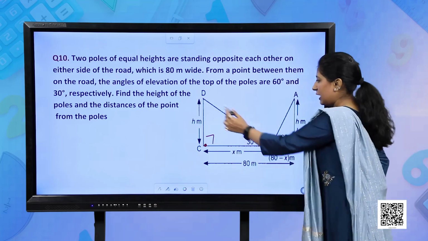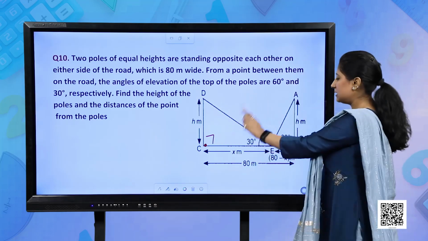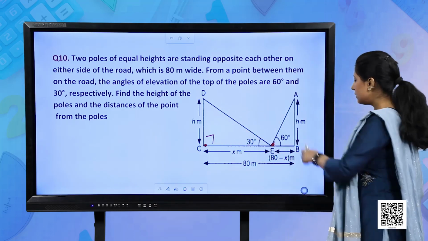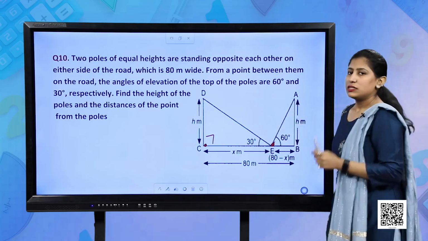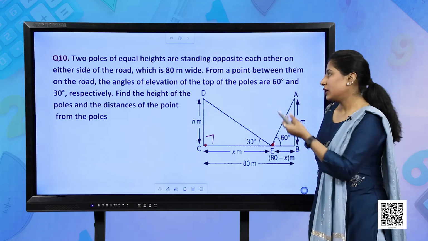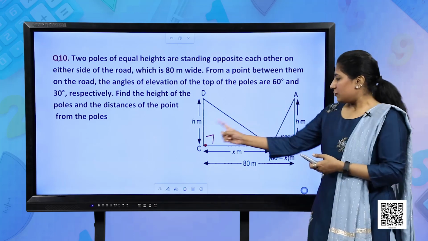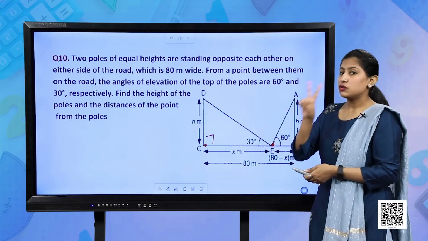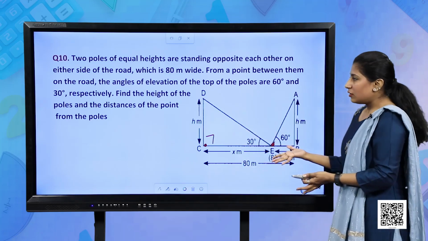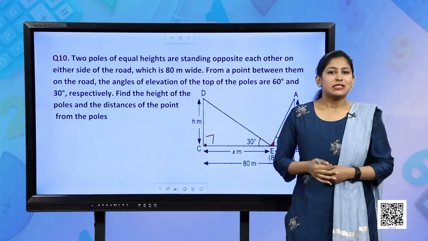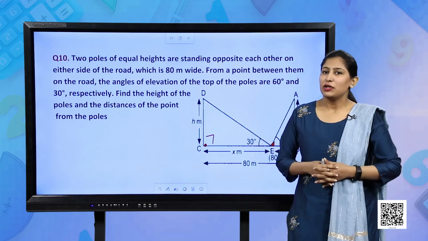We have two right angle triangles. First, triangle DCE, and second, triangle ABE, right? In these two triangles, you just have to apply trigonometric ratio and you will get two equations involving two variables H and X, and you can solve them to get the answer. So this is assignment, so rest part is on you.